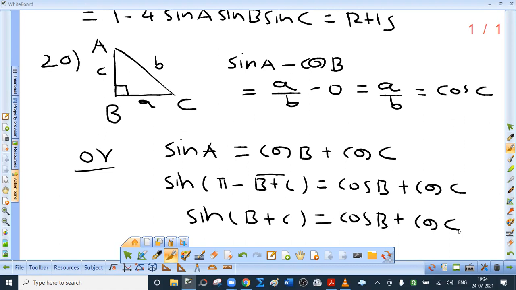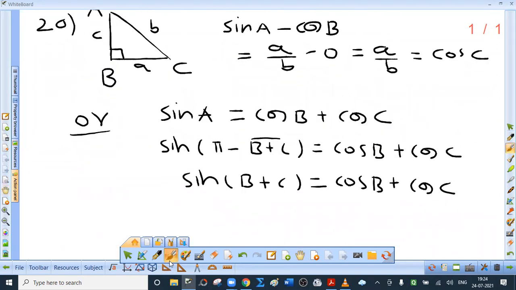Okay. Now, what is sine 2 theta? Apply the sine 2 theta formula on the left hand side and apply cos B plus cos C, that is the factorization formula, on the right hand side, and see what you get. Try to complete the solution.